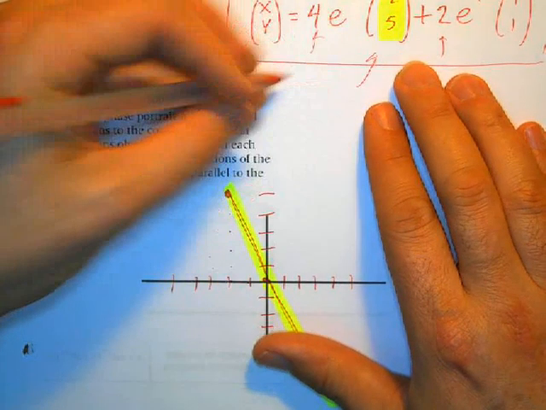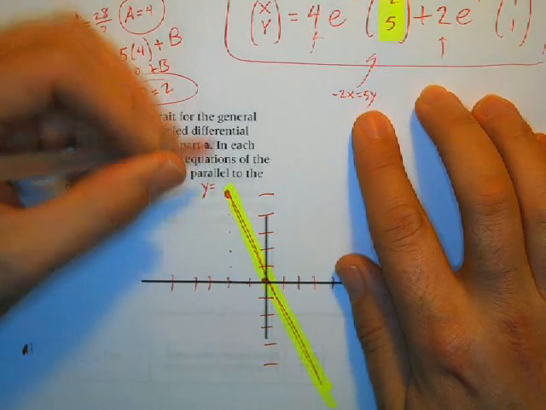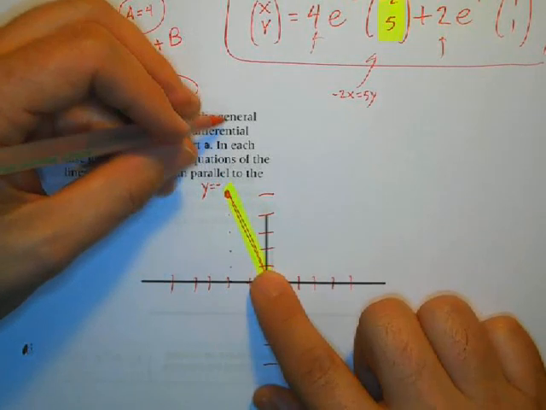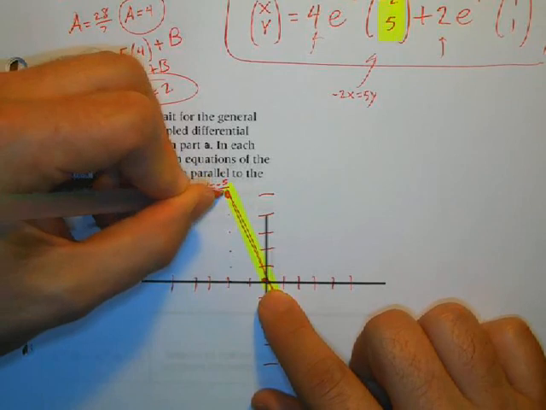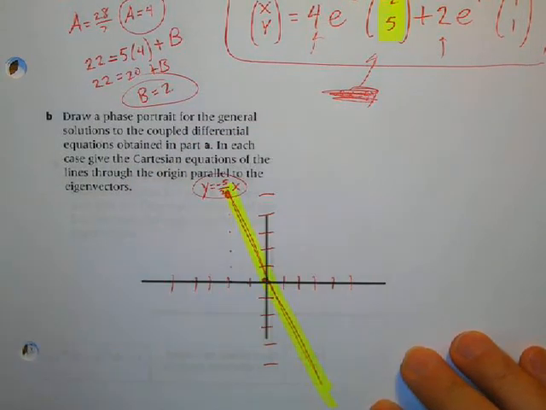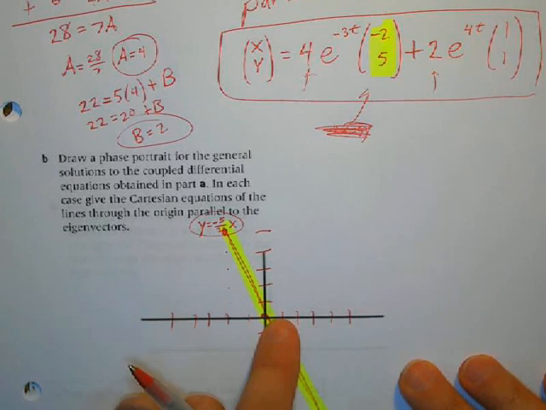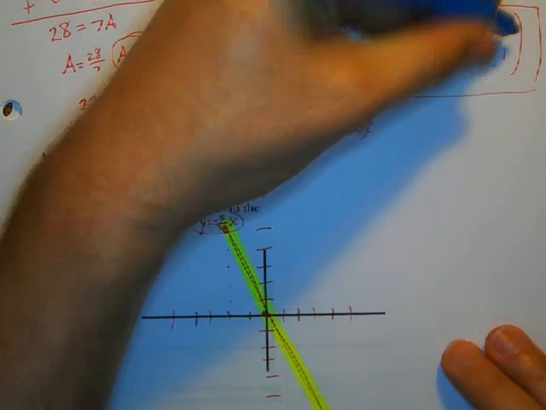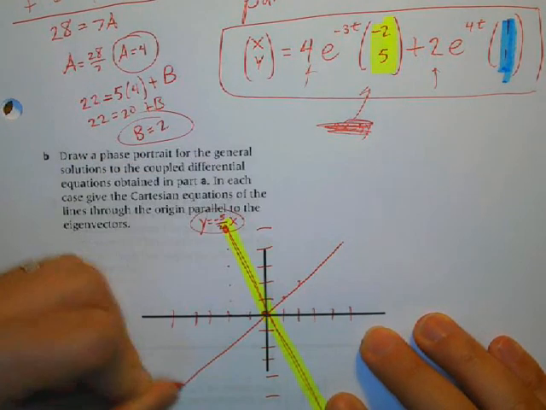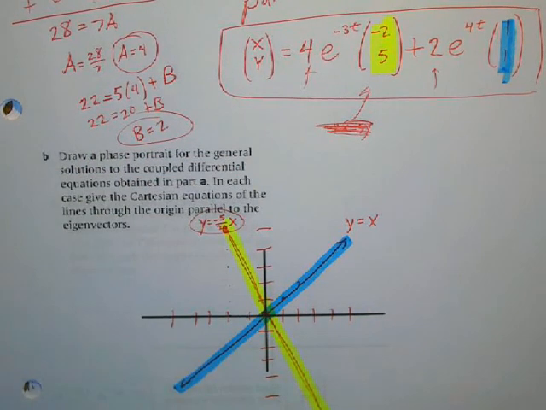This is my line, negative 2x equals 5y. So I could really write this as y equals negative 5 over 2 x. Let's not write it like that, that looks confusing. So my slope is negative 5 over 2. My rise was 5, my run's negative 2. Okay, so now the other equation is I go over 1, up 1, over 1, up 1. So I can draw this line here, and this is y equals x. Oh, I shouldn't have put those arrows. We don't know where we're going yet.